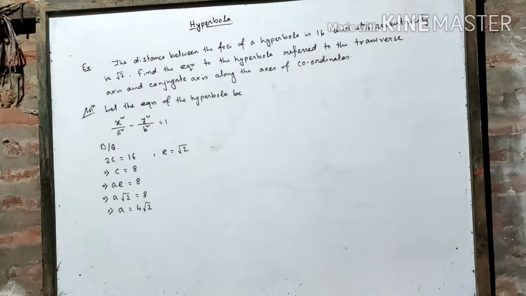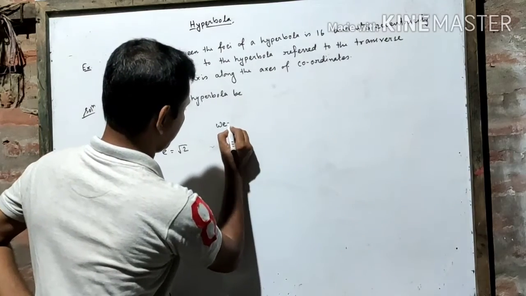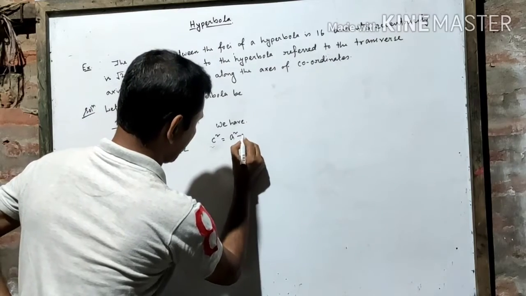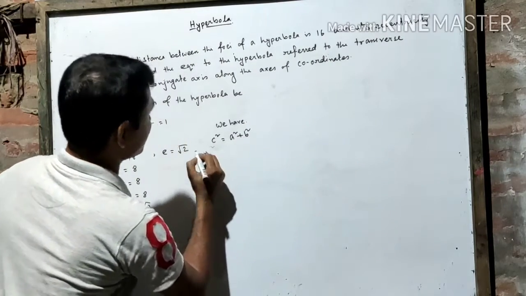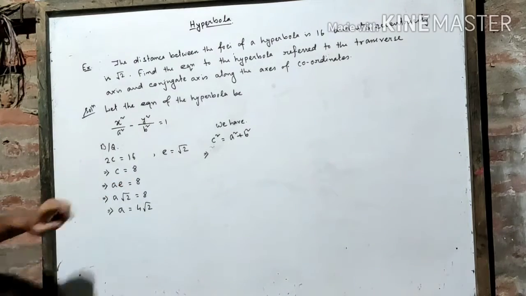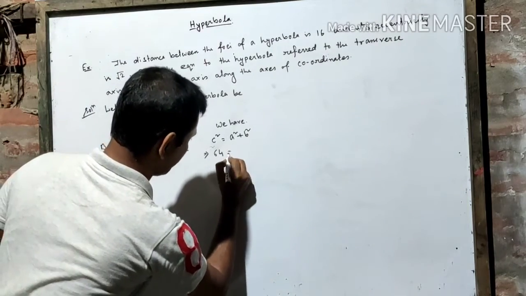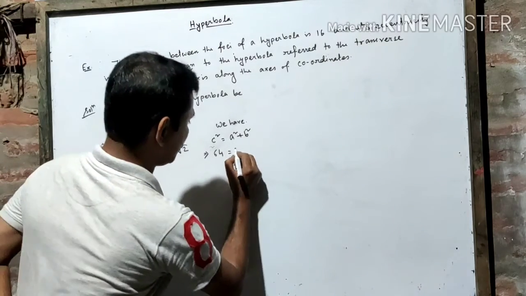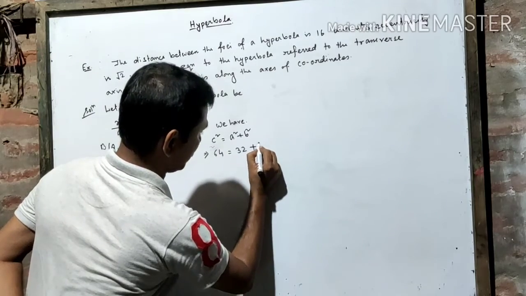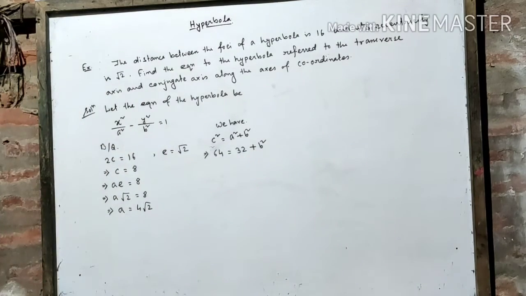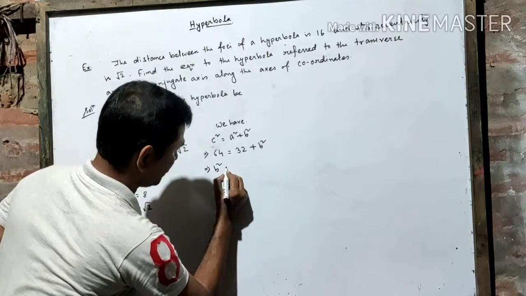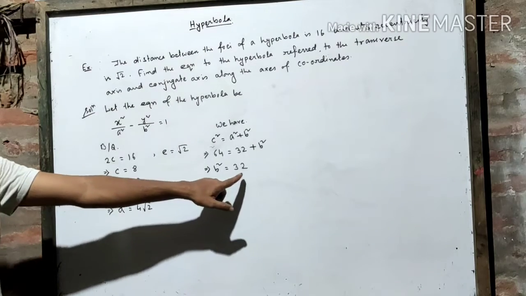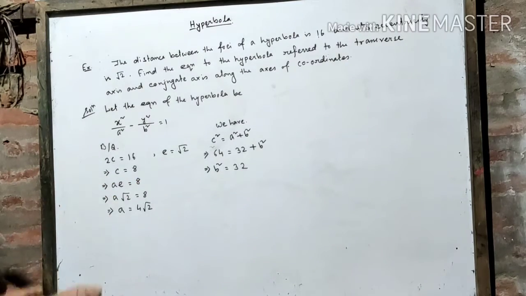Okay. Again we have c square is equal to a square plus b square. What is c square? c is 8, so c square is going to be 64. What is a square? a square is 4 root 2 whole square, that means 32. So b square implies b square is equal to 32. Here you notice, so b is what? b is also 4 root 2. So here a is equal to b.